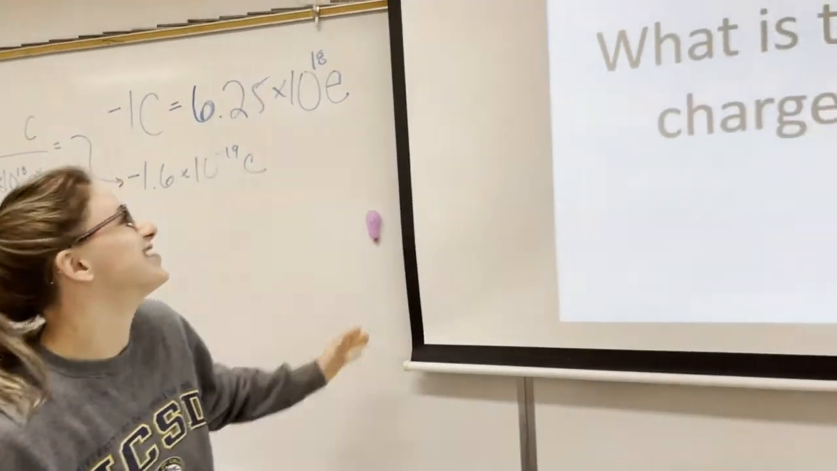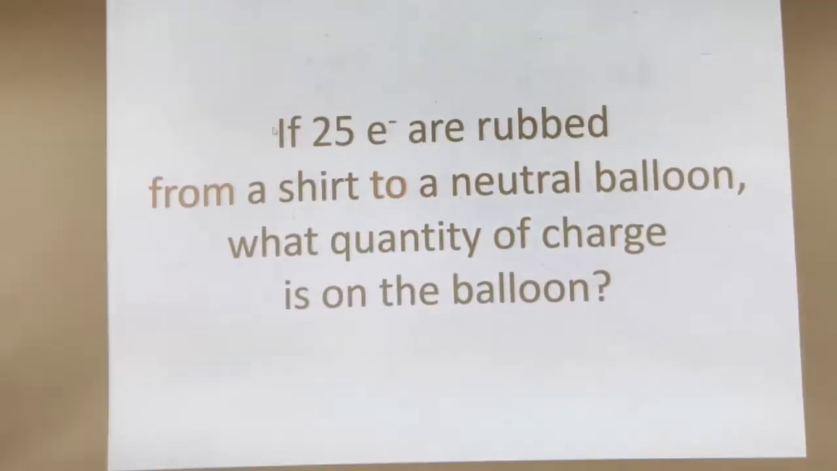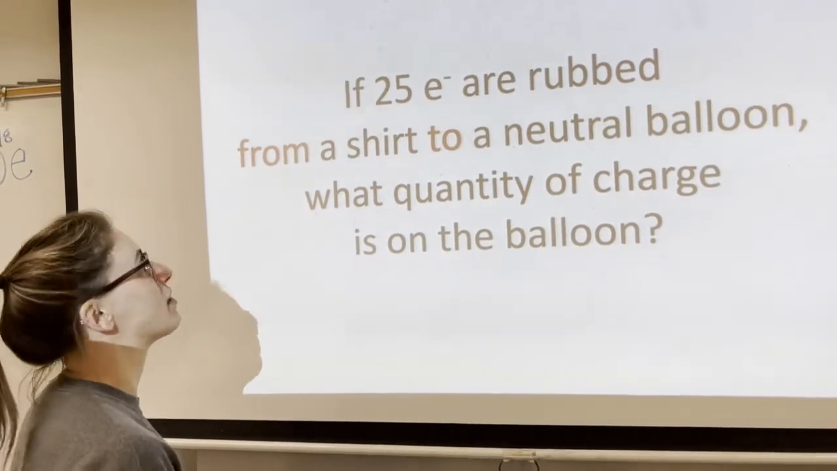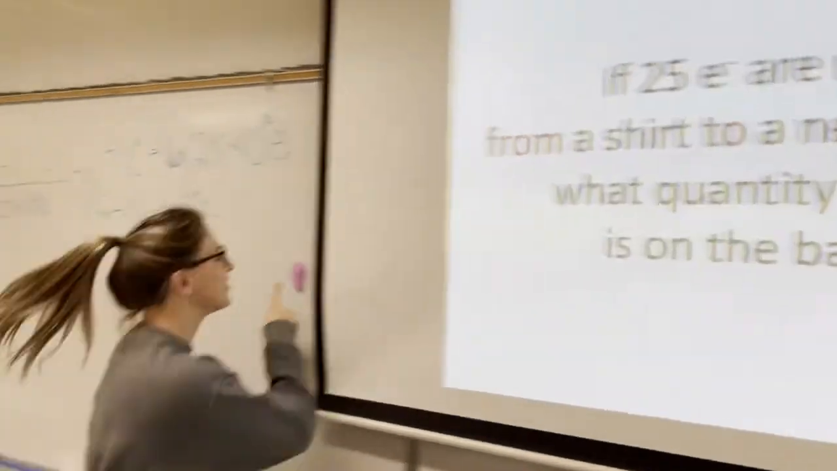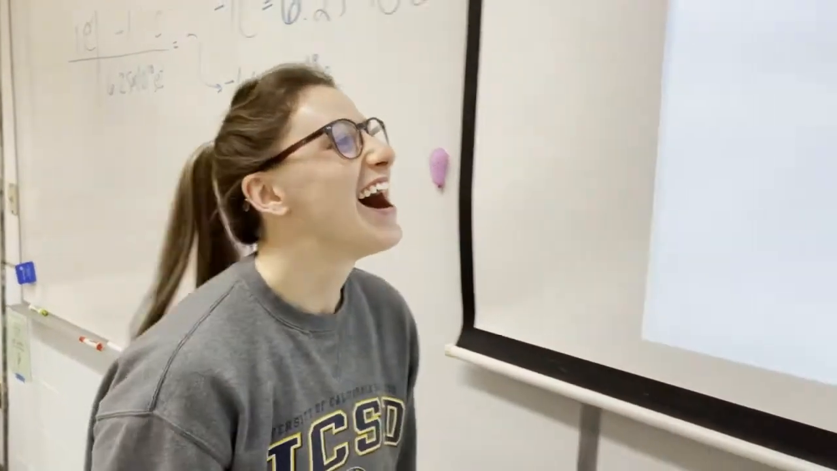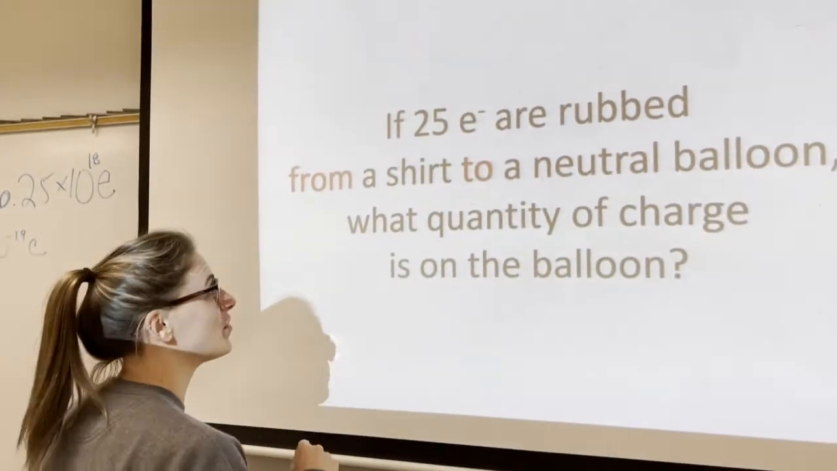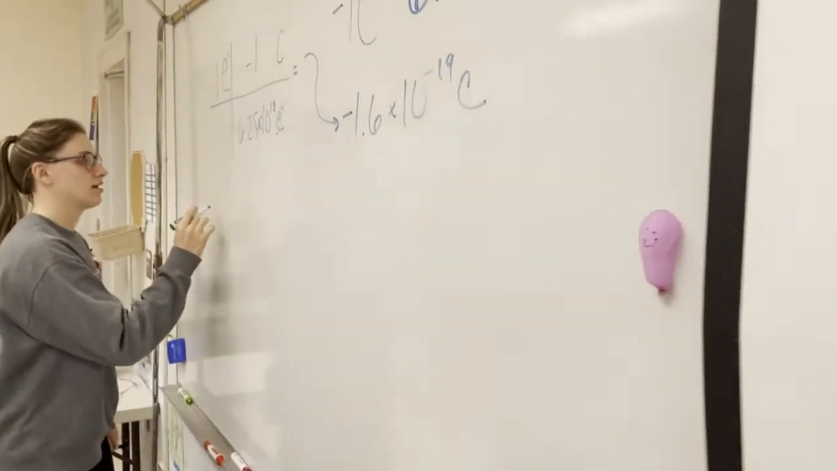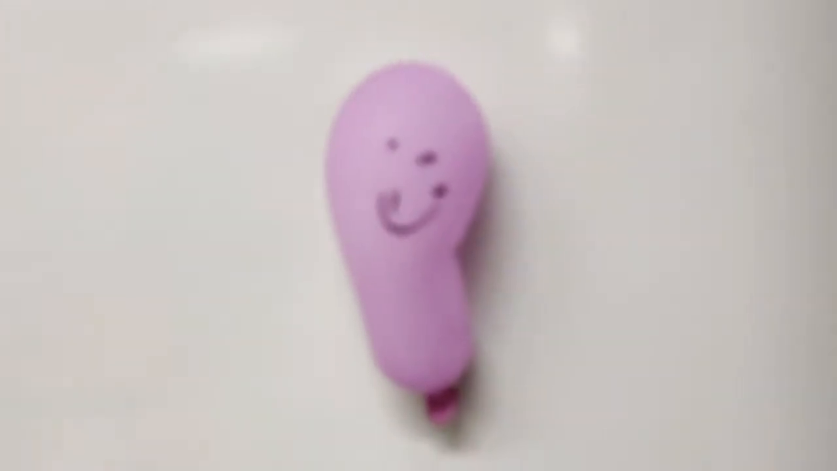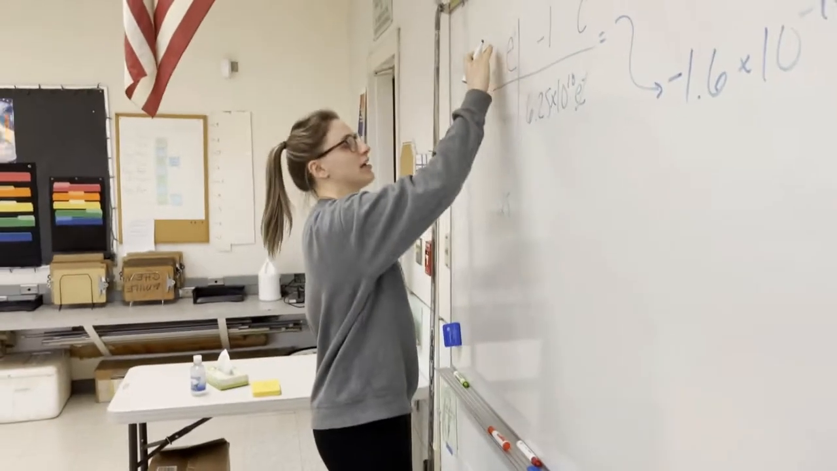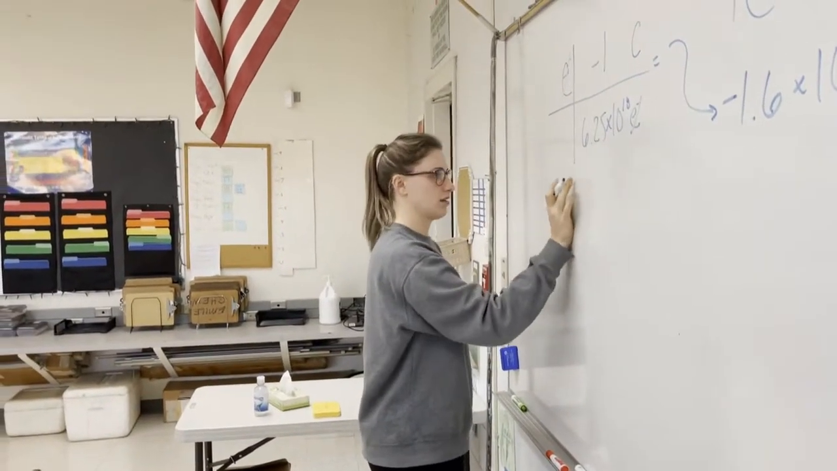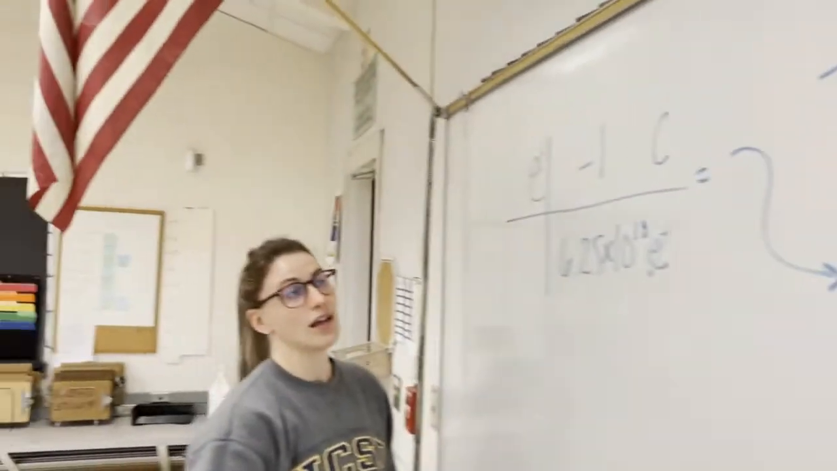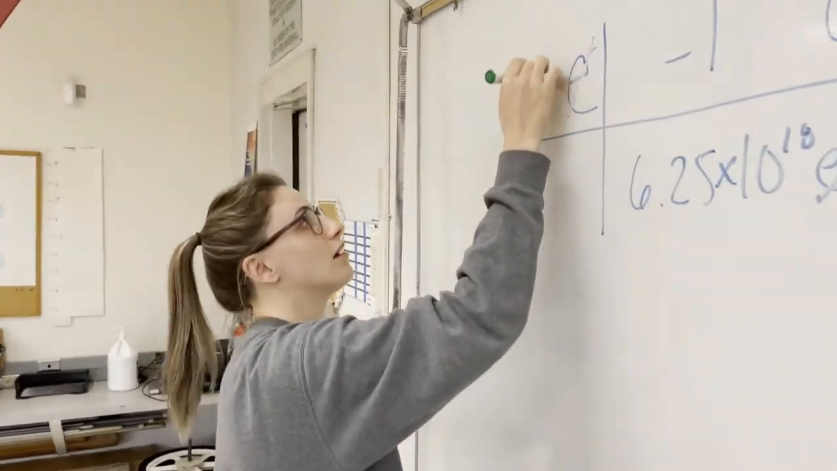Okay. All right. If 25 electrons are rubbed from a shirt to a neutral balloon, what quantity of charge is on the balloon? Okay, so 25 electrons? Tell us how much charge. I can just put that right here, right? You could, yes. Or I could use this number right here, for 1 electron. So, yeah, you use it the official way here.